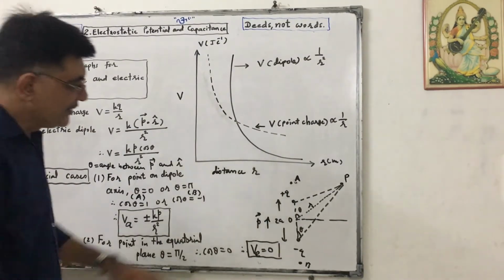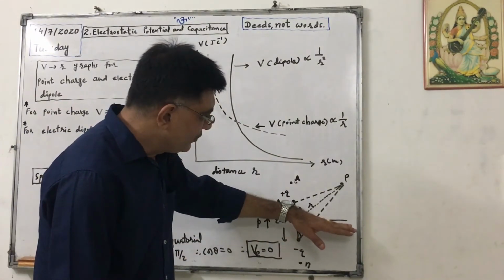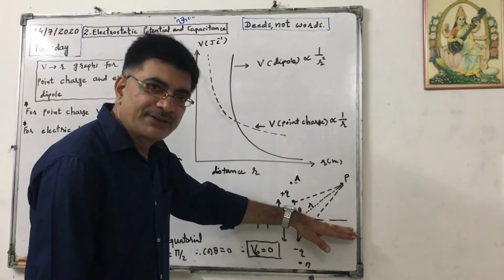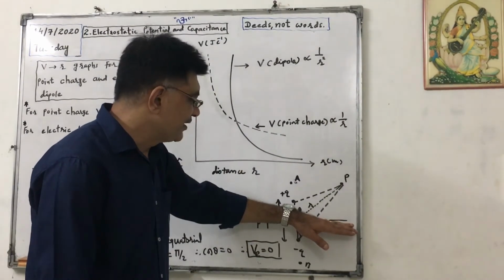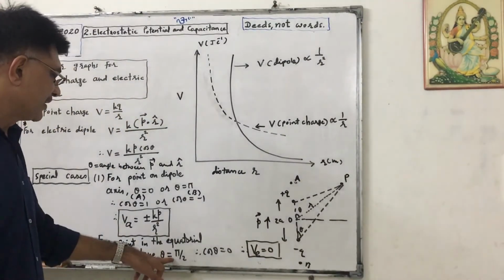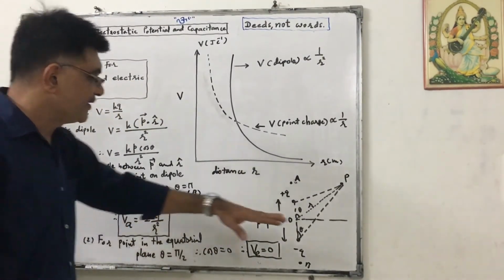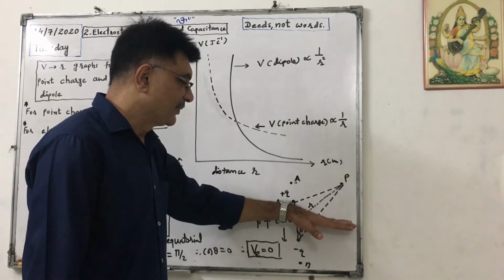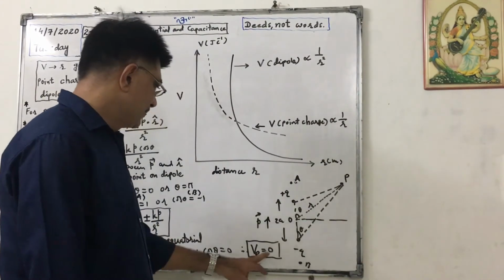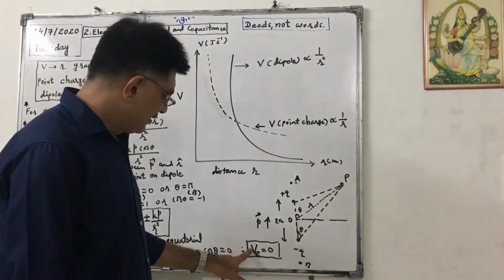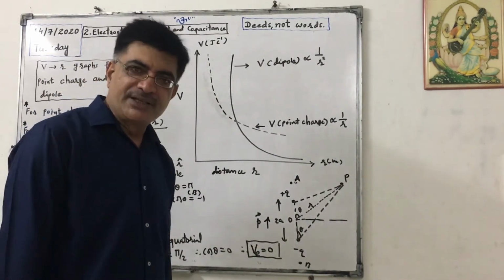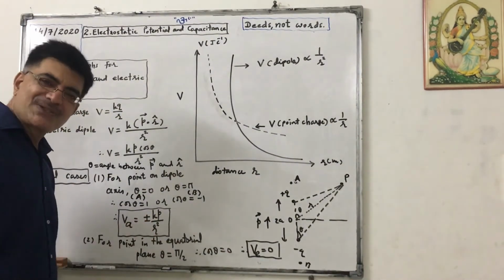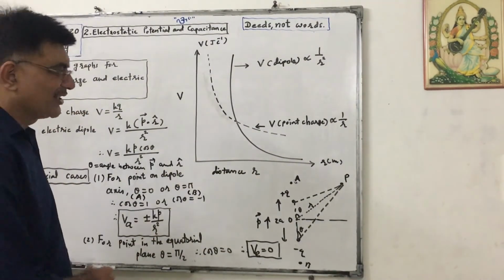This is called the equatorial plane. For this, theta will be 90 degrees, that is pi by 2, so cos theta will be 0. So the potential at any point on this plane is 0. V on the equatorial plane is 0. V on the axis is plus or minus Kp by R square. Now we just have to draw the graphs.